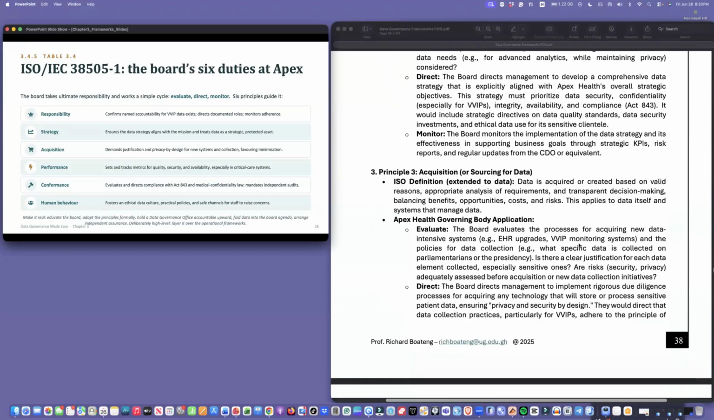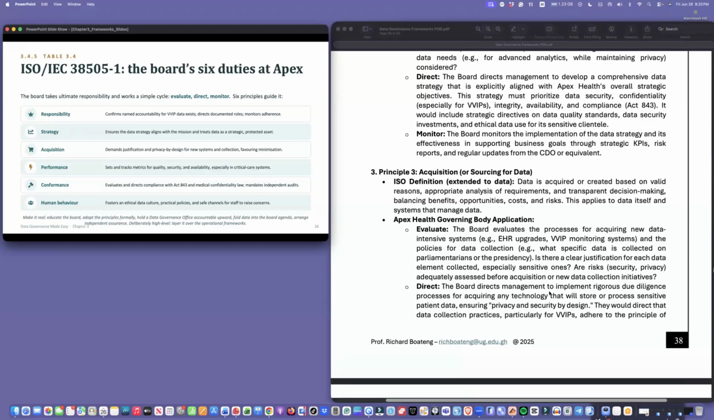What does it mean? The board should evaluate all the processes for acquiring new data and the policies for data collection. Is there clear justification for collecting each data? Sometimes they collect data which is not relevant anymore. We are now beyond COVID. Will you still be collecting data on whether somebody has got COVID or not? Will you still be doing that right now? Maybe not. So all of these things have to be put into what are the risks. Are risks adequately assessed before acquisition or new data collection initiatives?